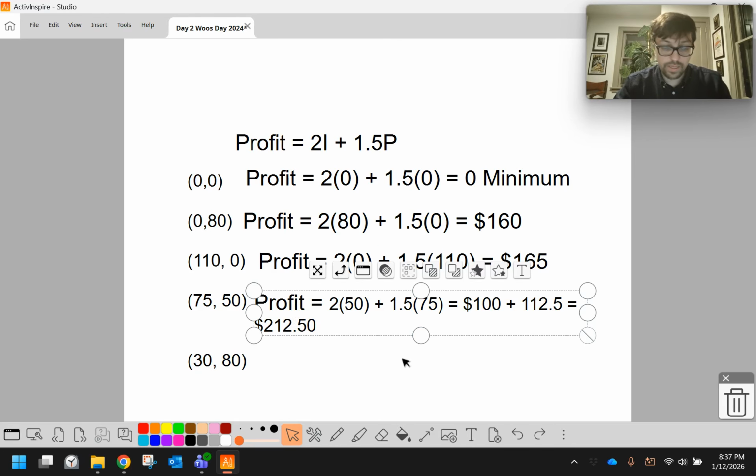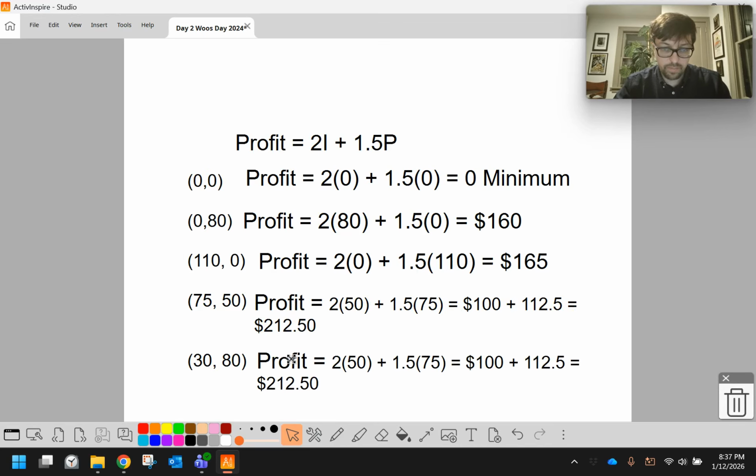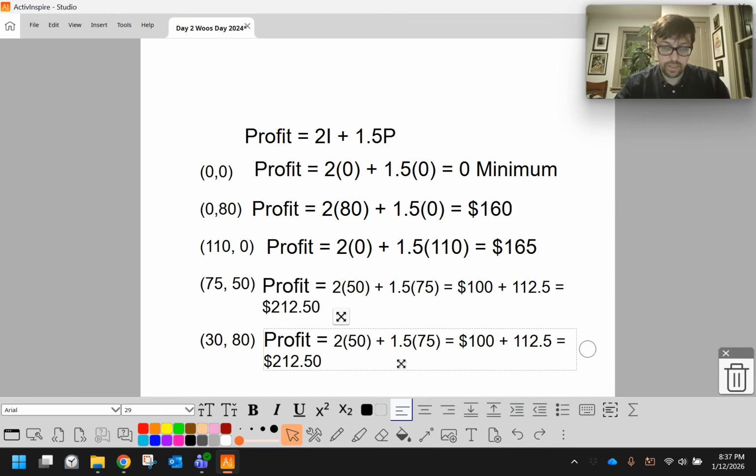Now we just got this last one to check and see if that's going to be 212.5. So let's see. That's going to be 80 iced cookies and then 30 plain cookies. So that's going to be $160 plus 30 times 1.5. That's going to be $45. So that's going to give the Woos a total profit of 205, which is still a little bit less. So this has to be the maximum profit for the Woos.